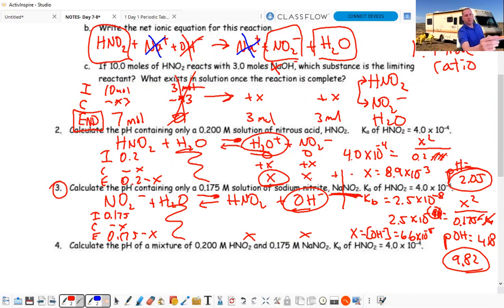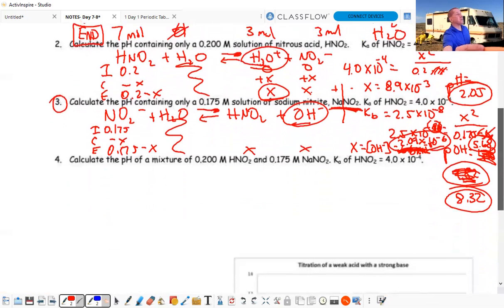Yeah, so that changes this, which changes this to 2.09 times 10 to the minus 6, which gives us a pOH of 5.68, which gives us a pH of 8.32. That's better. All right, so just a little math there.